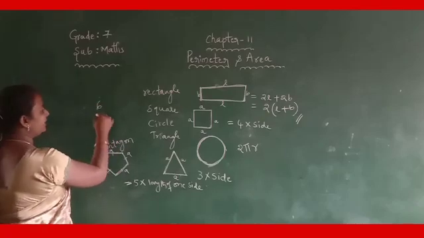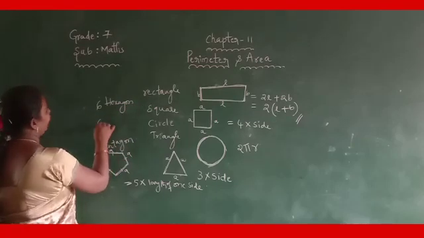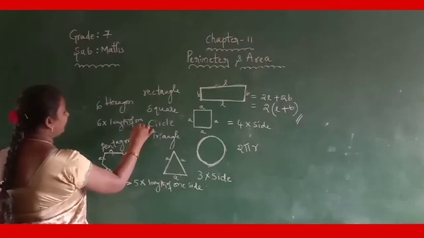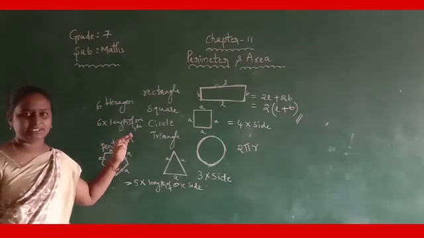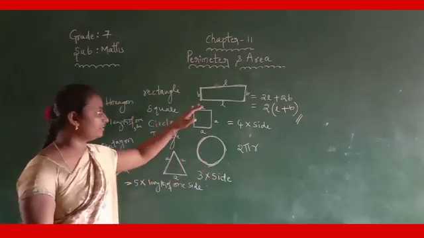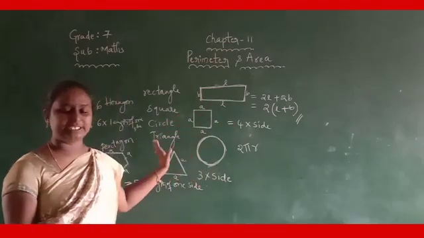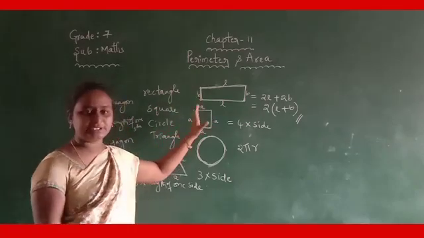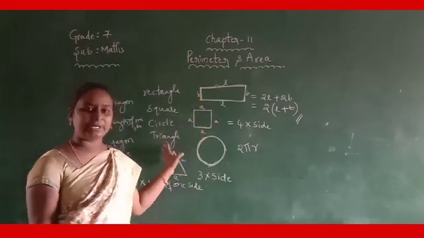So not only the pentagon, you can take different polygons. 6 sides means we can call it a hexagon. The perimeter of a hexagon is 6 into the length of one side, or each side. Okay, so this is about the perimeter. Now tell me, what is the perimeter? The total distance around the closed figure or plane figure. Simply remember, perimeter is nothing but the total distance around closed figures or plane figures.